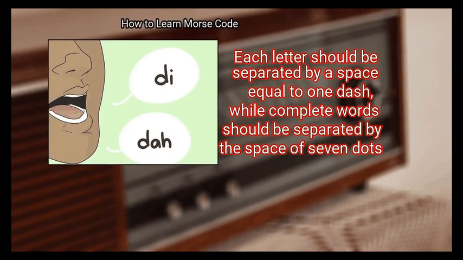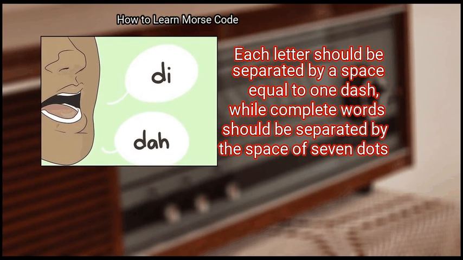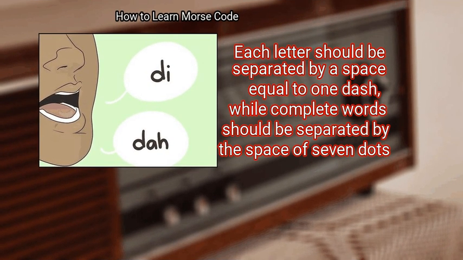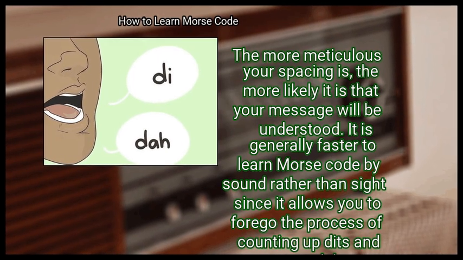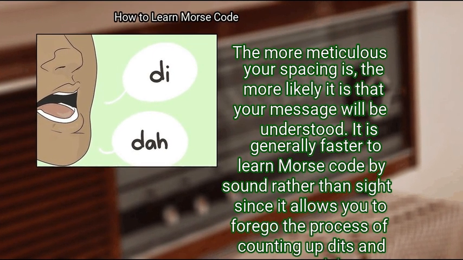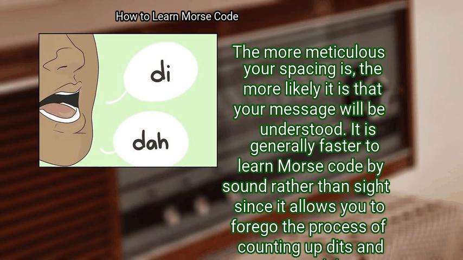Each letter should be separated by a space equal to 1 dash, while complete words should be separated by the space of 7 dots. The more meticulous your spacing is, the more likely it is that your message will be understood. It is generally faster to learn Morse code by sound rather than sight since it allows you to forego the process of counting up dots and dahs.